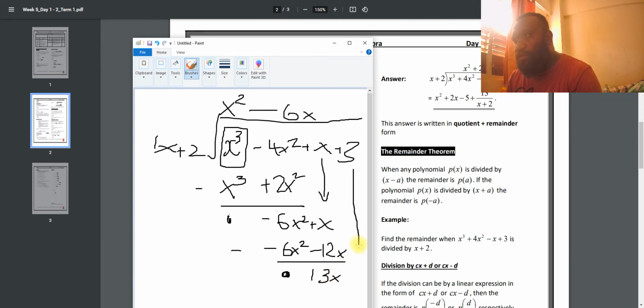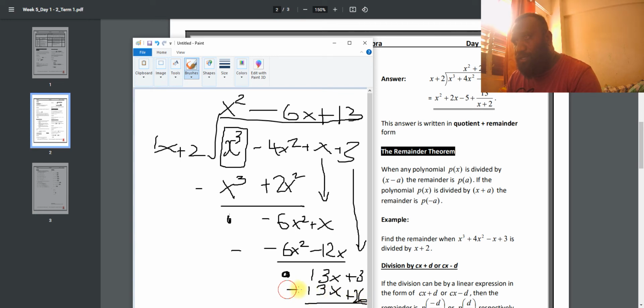Now let's bring down 3. So we have plus 3 here. Now what do you multiply with x gives us a 13x? So we multiply by a positive 13. 13 times x gives us 13x. Okay. And 13 times 2 gives us a positive 26, since 2 times 3 is 6, 2 times 1 is 2.